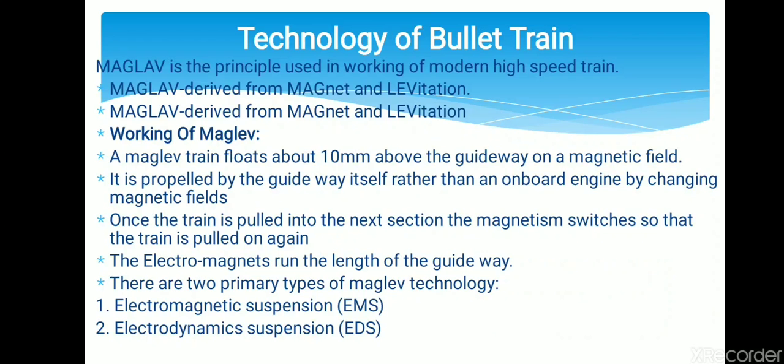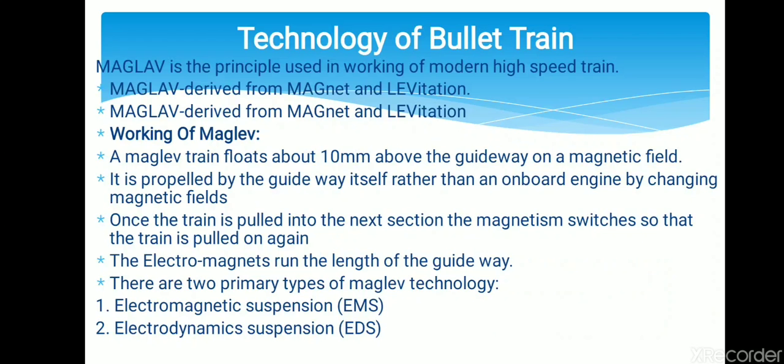So, the technology of the bullet train is basically based on the principle of magnetic levitation. Maglev is the principle used in the working of modern high-speed trains. Maglev is derived from magnet and levitation. A maglev train floats about 10 mm above the guideway on a magnetic field. It is propelled by the guideway itself rather than an onboard engine, by changing magnetic fields. Once the train is pulled into the next section, the magnetism switches so that the train is pulled on again. The electromagnets run the length of the guideway.